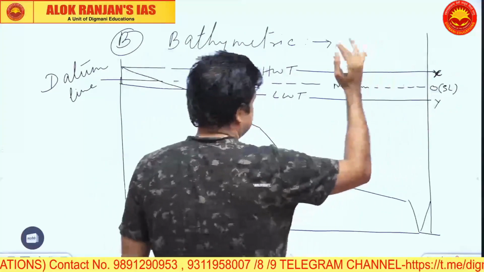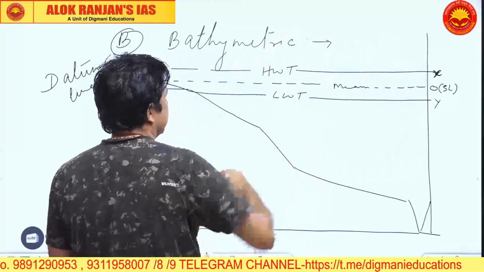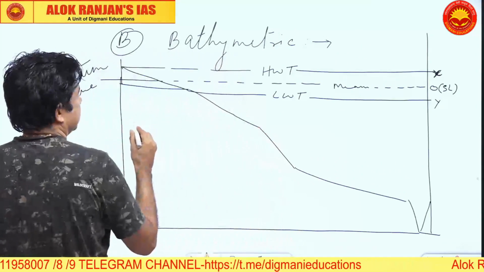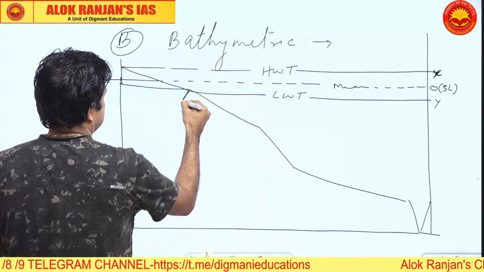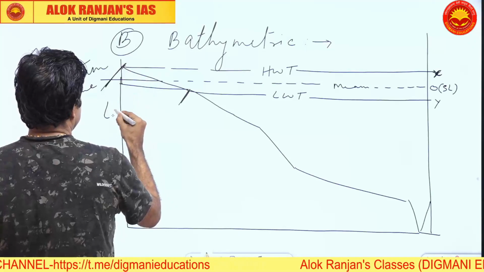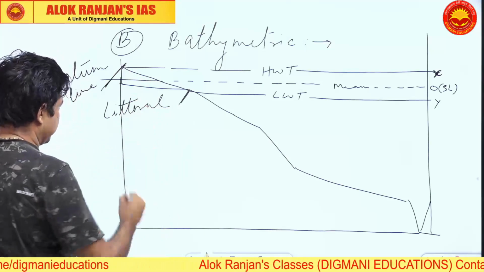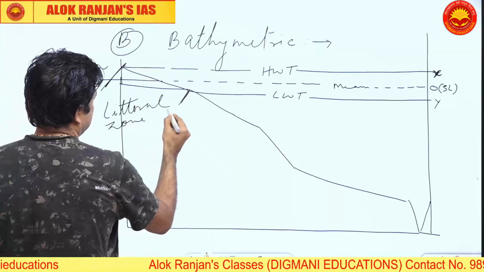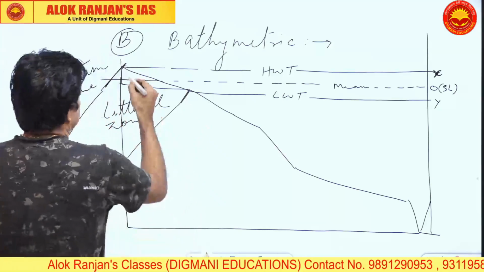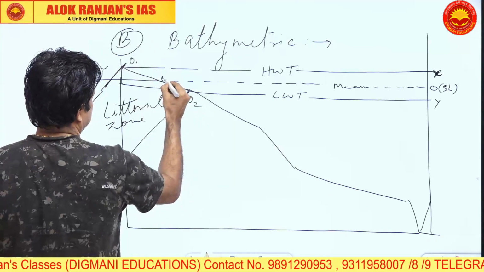Now, this is your sea level and the concept of high water tide and low water tide. Now, this part between high water tide and the low water tide is called the littoral zone. Now this is very important for you to remember. What is littoral zone? This can be called O1, this can be pointed out O2, and this is your O.